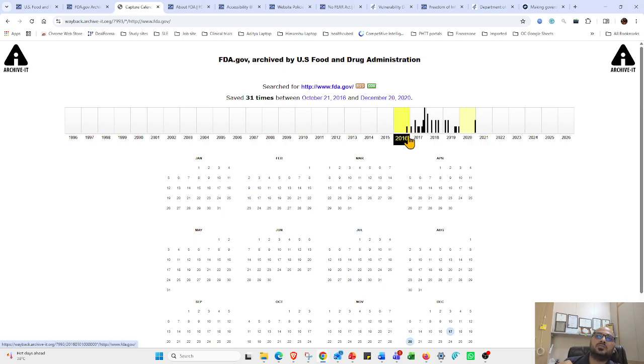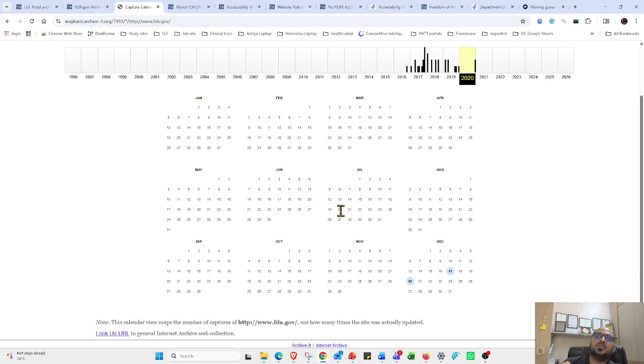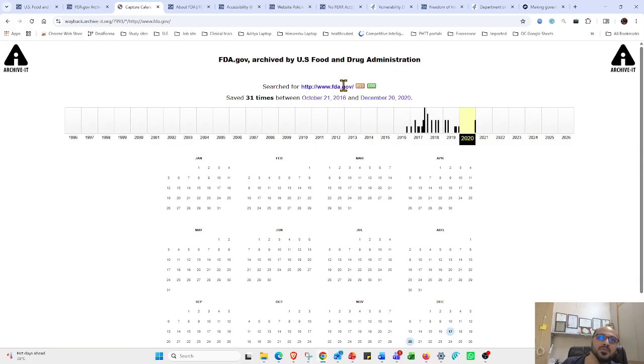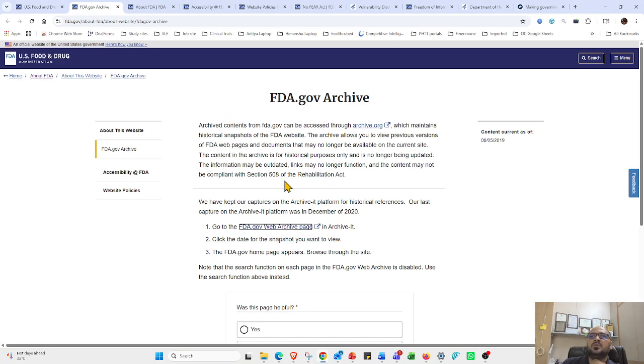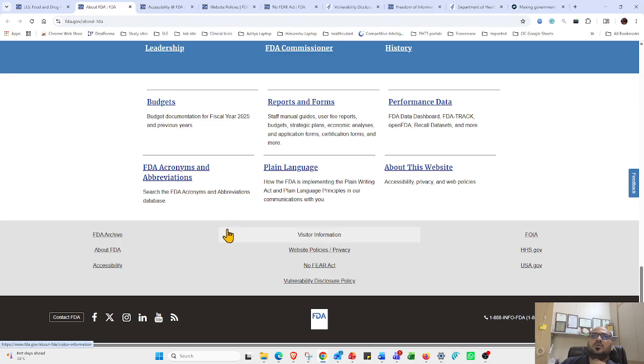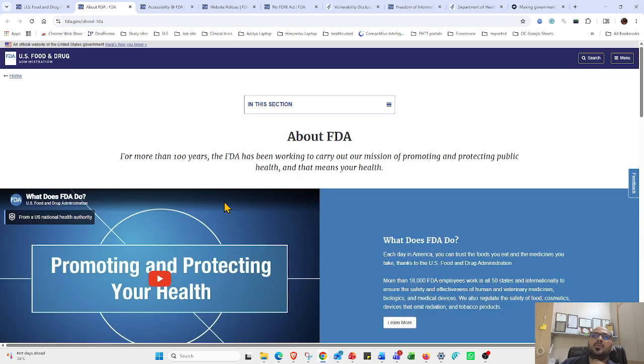So from, I think, 16 to 20, they have taken screenshots or backups basically, right? So you can go to FDA's archives via the Wayback Machine, right? And we have discussed it in the past. Closing it, it's saying a lot of things about the compliances and all that. So yeah, this is the archive. Now let's go on the top about FDA.